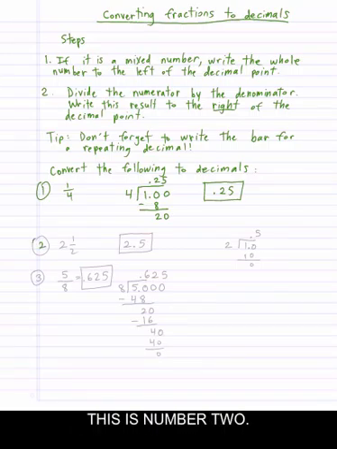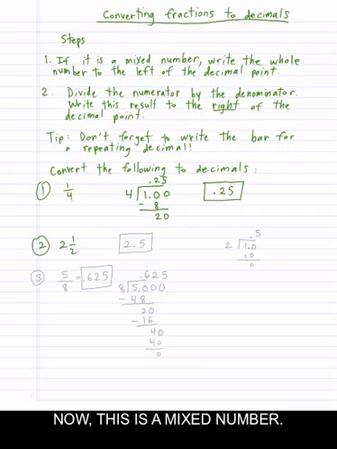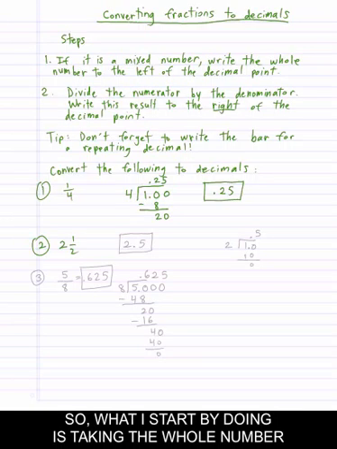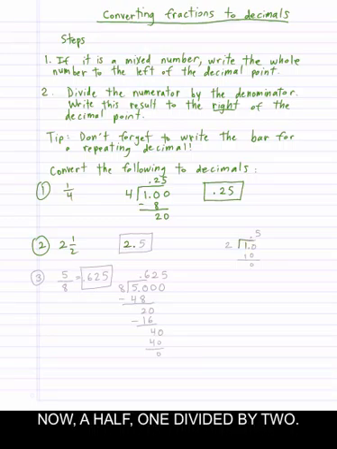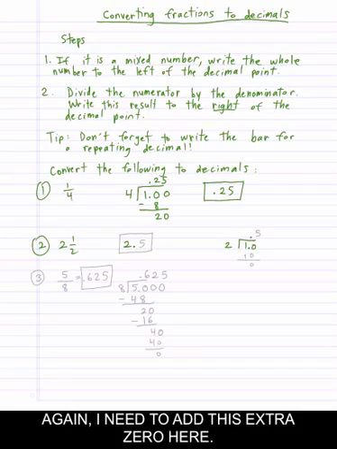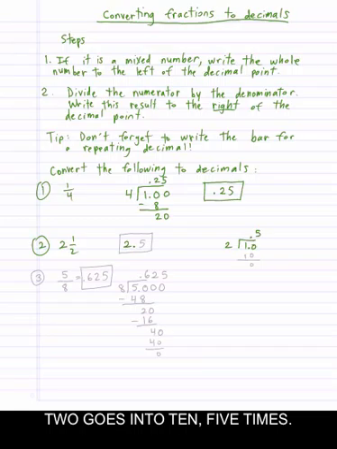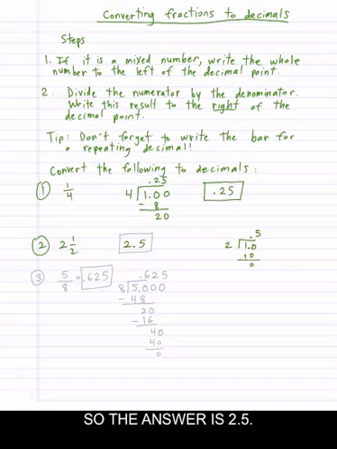This is number 2. I'm going to do 2 1/2. Now this is a mixed number. So what I start by doing is taking the whole number and writing it in front of the decimal point. Now 1/2, 1 divided by 2. Again, I need to add this extra 0 here. 2 goes into 10 5 times. So the answer is 2.5. Okay, let's try another one.